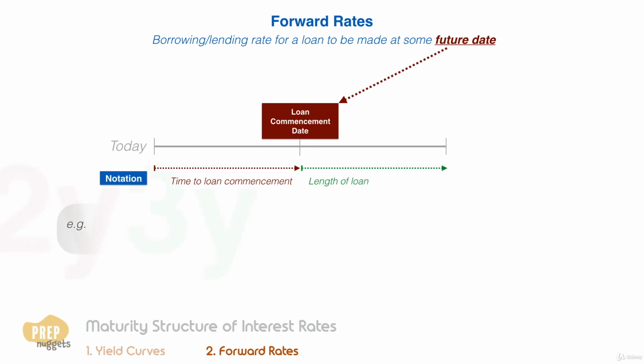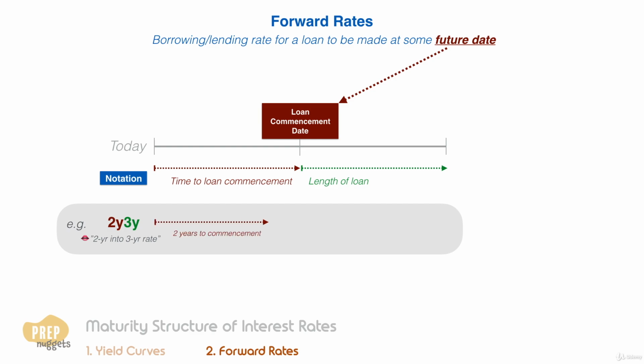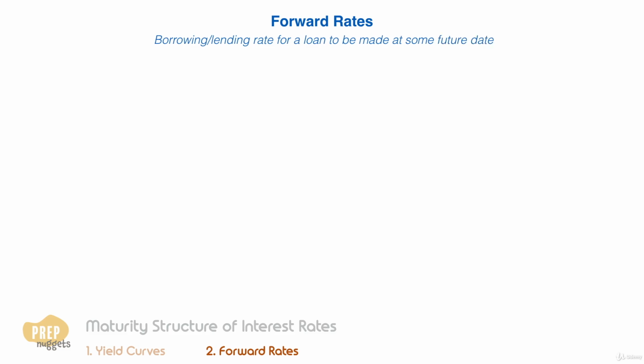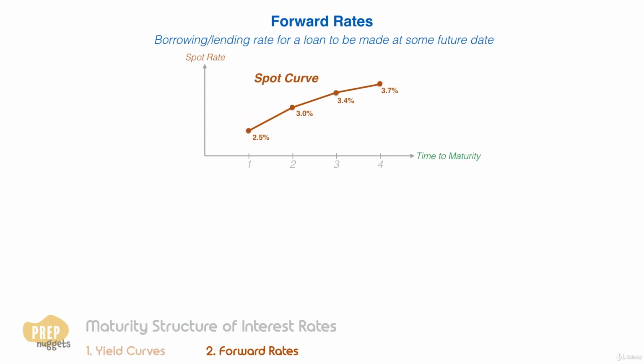For example, a forward rate that is 2y 3y is read as 2-year into 3-year rate. It specifies the interest rate for a loan that commences in 2 years' time for a period of 3 years. A 3-year into 1 year specifies the interest rate for a 1-year loan that commences in 3 years' time, and so on. So what is the effect of spot rates on forward rates?